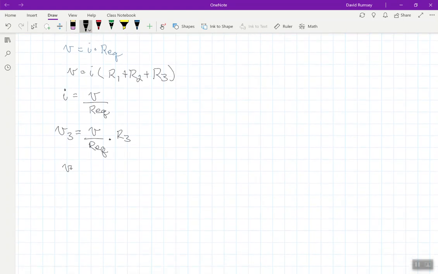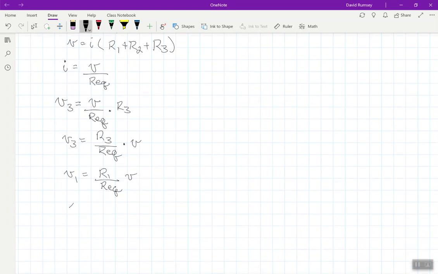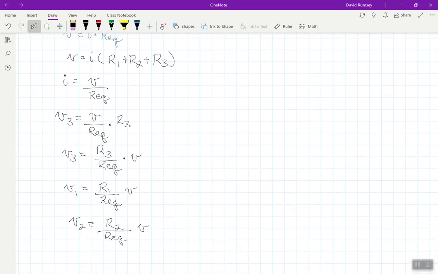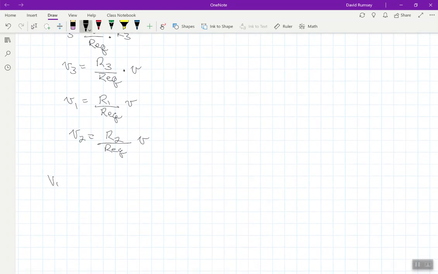Now, we typically write this in terms of the resistors being divided, so R3 over R equivalent times my power supply voltage. Now, if we think about this some more here, we could clearly see that if in this circuit I was looking for V1, you can probably guess what it would be. It's going to be R1 over R equivalent times V, and V2 is going to be R2 over R equivalent times my voltage source. So this is called voltage division.